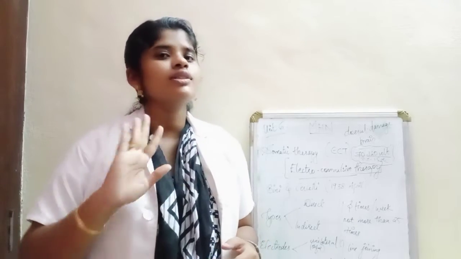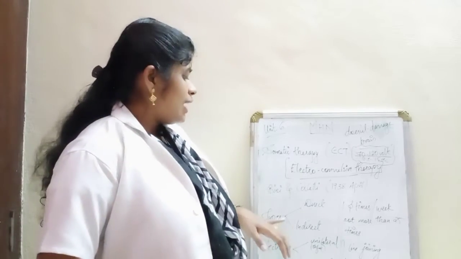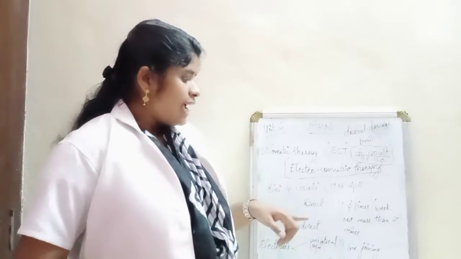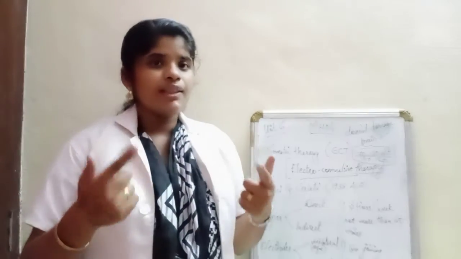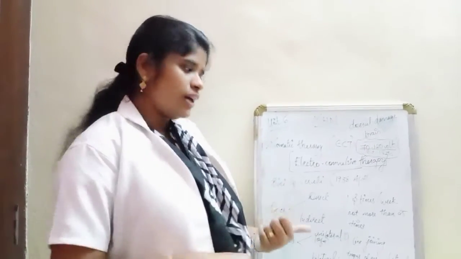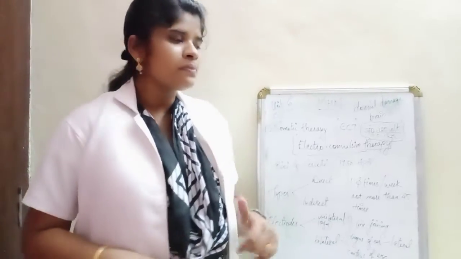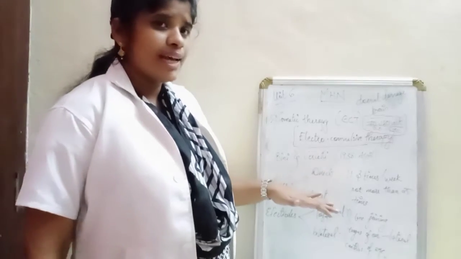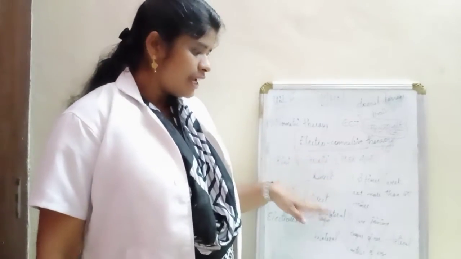It was used earlier. Nowadays, we don't use direct ECT. The next one is indirect ECT. Indirect ECT is where we give muscle relaxant plus anesthesia before giving ECT. So you understand the types of ECT: direct and indirect.